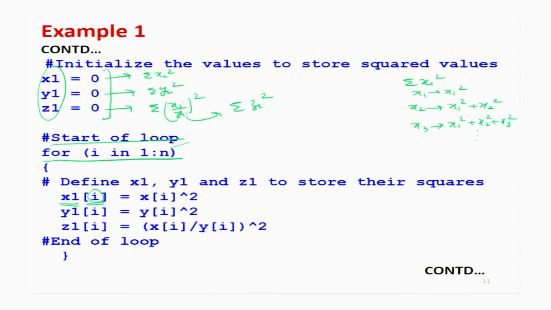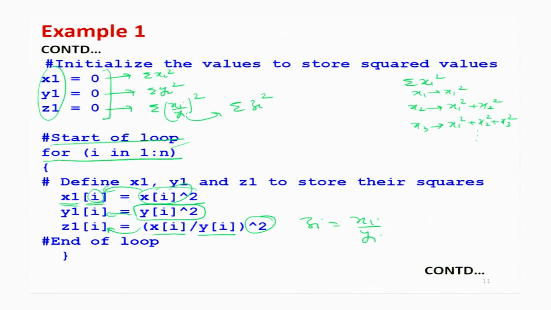So I write x1[i] is equal to x[i] whole square. So whatever is the ith value of the data vector x, that will be squared and stored in the variable x1 at the ith location. Similarly, the value of yi square will be computed by the command y[i] whole square, and that is going to be stored in the variable y1 at the ith position. And similarly, I define one more variable zi, which is something like xi upon yi. So this becomes x[i] divided by y[i], and it is squared. Now this value is going to be stored in a new variable z1 at the ith position.